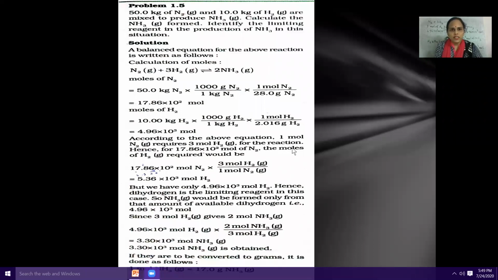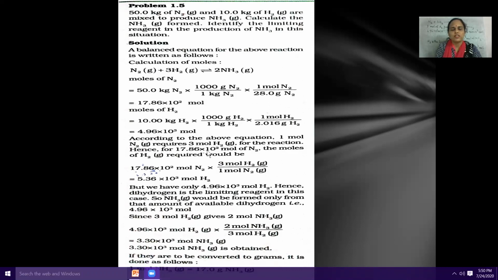So this is the working which is given in the question. You see, 50 kg is converted to moles, that is the number of moles of nitrogen. You get 17.86 into 10 raised to 2 moles. For 10 kg of hydrogen you get 4.96 into 10 raised to 3 moles. From the equation, we need 5.36 into 10 raised to 3 moles of hydrogen, but hydrogen given is 4.96 into 10 raised to 3 moles.